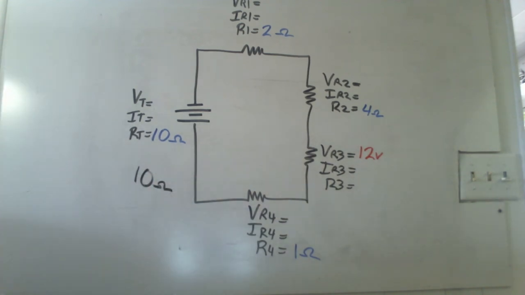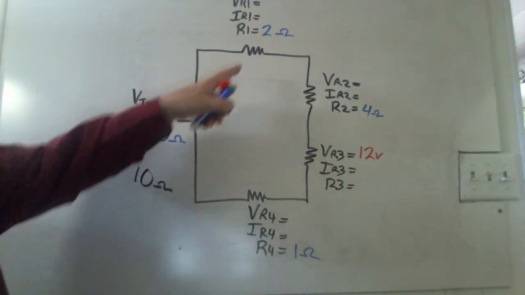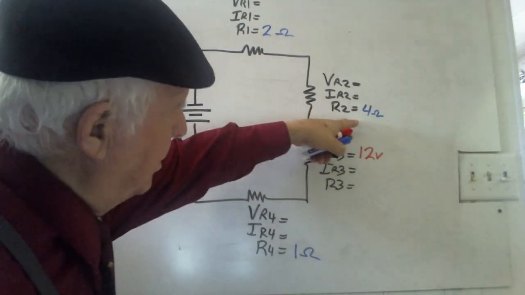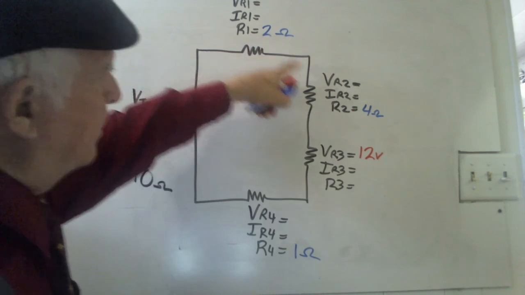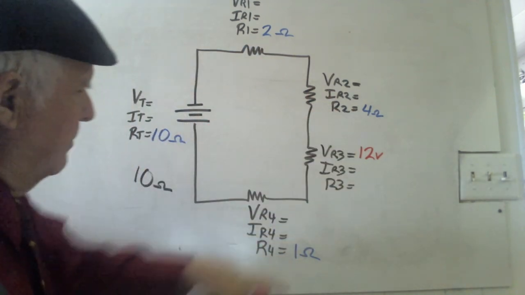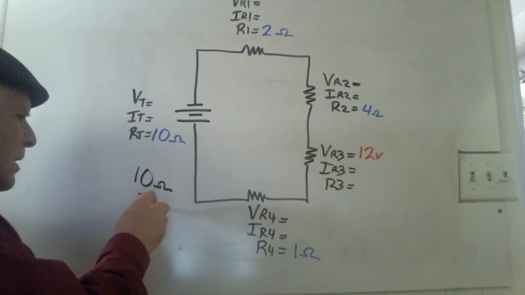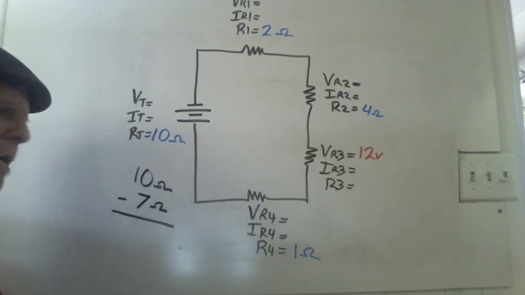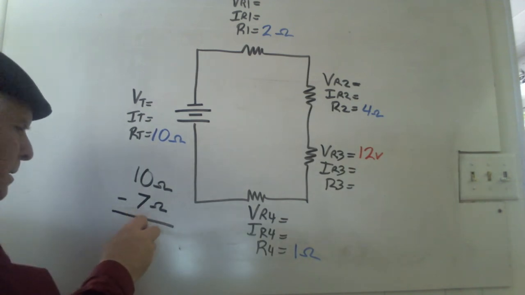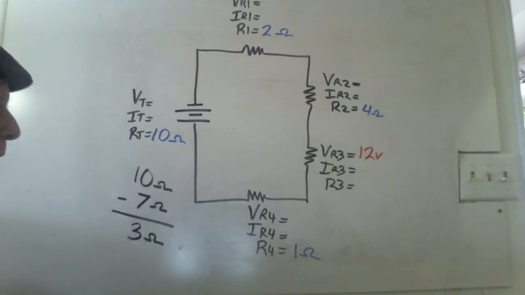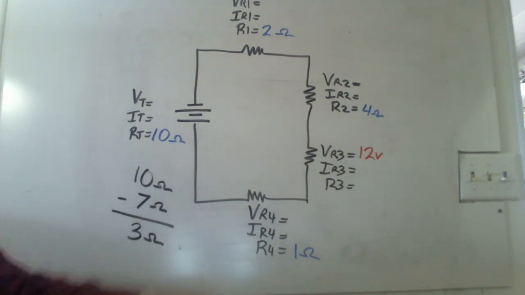How much of that resistance is accounted for? Let's find out. We have 2 ohms here, 4 ohms here, and 1 ohm here. So this is 2 plus 4 is 6, and 1 is 7. 7 ohms is accounted for. How much is missing in this case? It would have to be 3 ohms. Okay. Does that mean out of necessity R3 must be 3 ohms? Exactly, that's what that means.